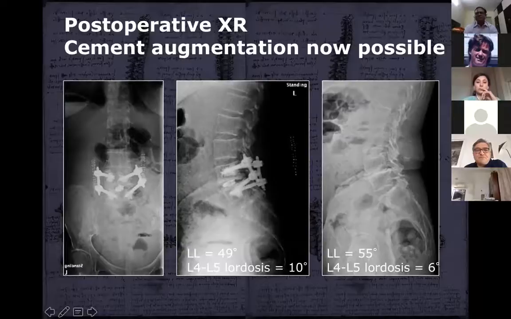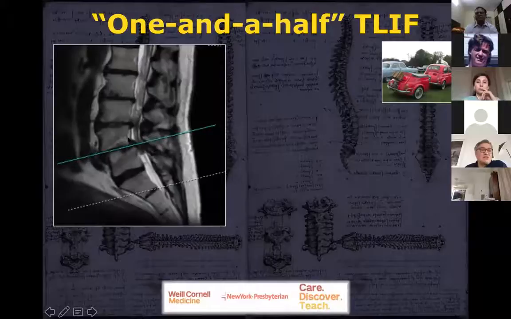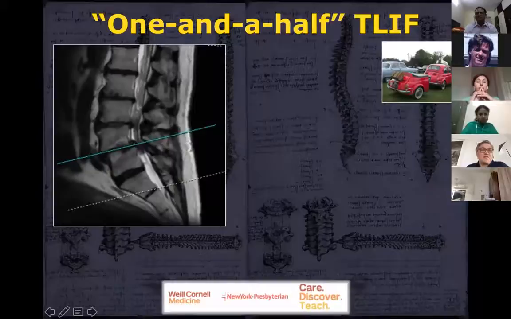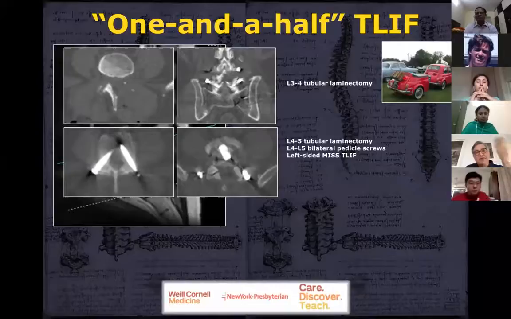Or sometimes we have patients who have two-level lumbar stenosis. And in those patients, for example, if they have instability at one level, but no instability at the other level, we will do an MIS TLIF at L4-5 and just a tubular decompression at the level above. And we call that 1.5 TLIF. We just published that. And that works very nicely and really avoids a two-level fusion in those patients where it's not needed.